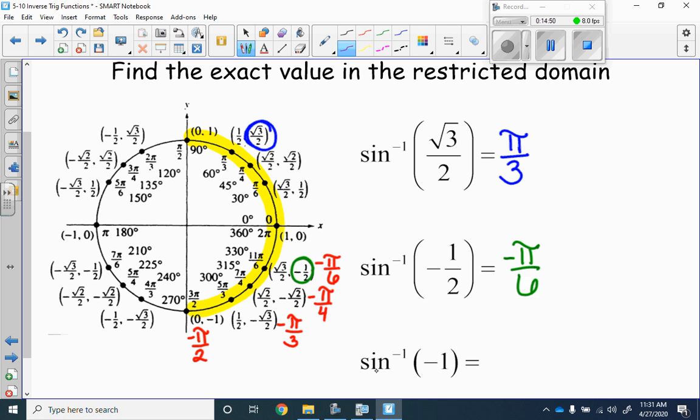Alright, lastly, here's inverse sine of negative 1. So I find negative 1 down here. The inverse sine of negative 1 is going to be negative pi over 2. Not 3 pi over 2, negative pi over 2.